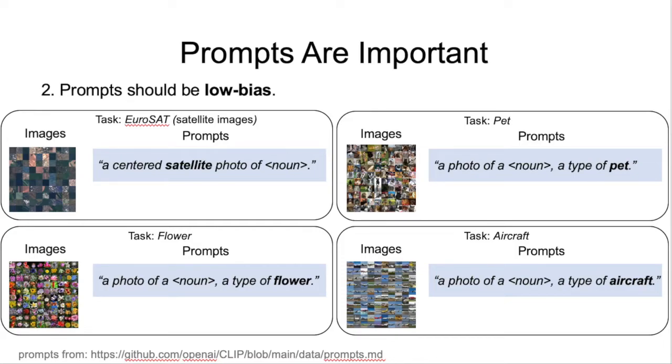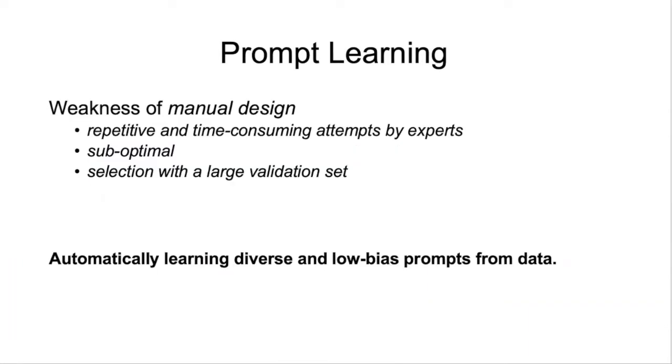The provided text should be adapted to the task-defined context, that is, low bias to the visual representations of the target task. Despite interesting results of handcrafted prompts, manually designing introduces artificial bias and could be suboptimal for the target task. Thus, customizing suitable prompts for different tasks relies on repetitive and time-consuming attempts by experts and also requires a large validation set for prompt selection.